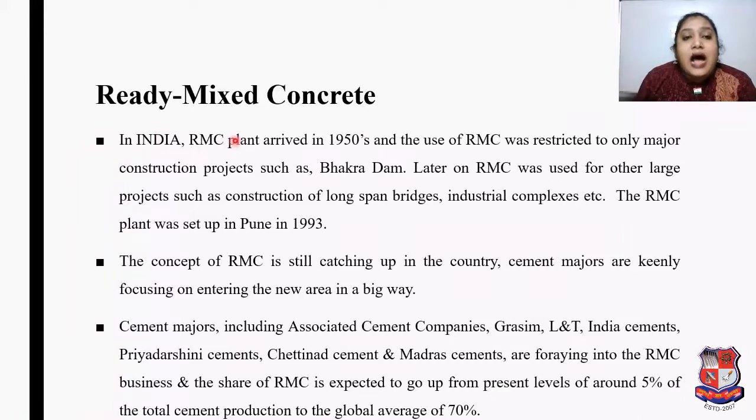In India, RMC plants arrived in the 1950s and the use of ready-mix concrete was restricted to only major construction projects such as Bhakra Dam. Later on, ready-mix concrete was used for other large projects such as construction of long span bridges, industrial complexes and many important structures. The ready-mix concrete plant was set up in Pune in 1993. The concept of ready-mix concrete is still catching up in the country.